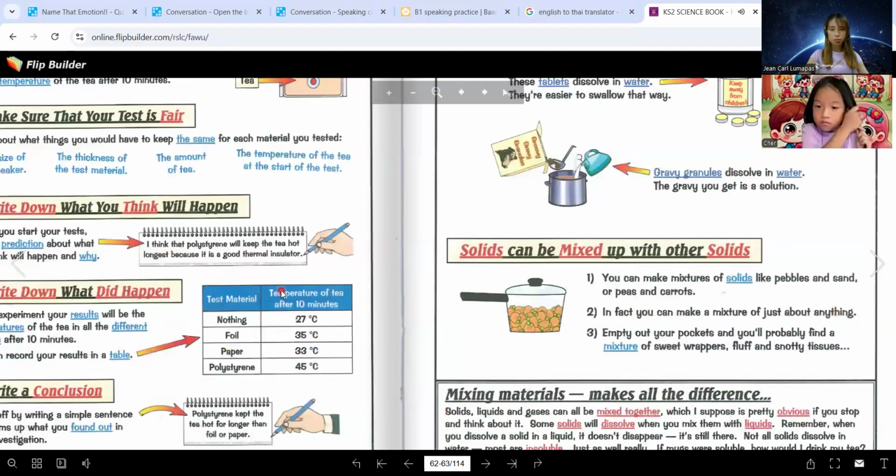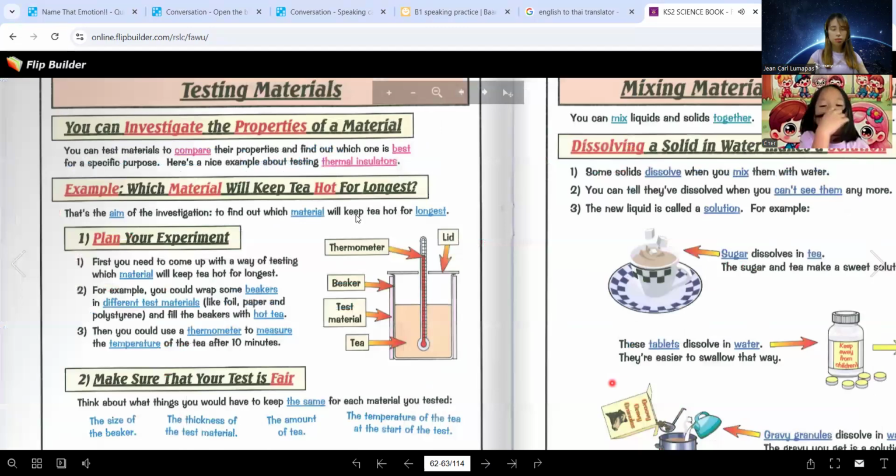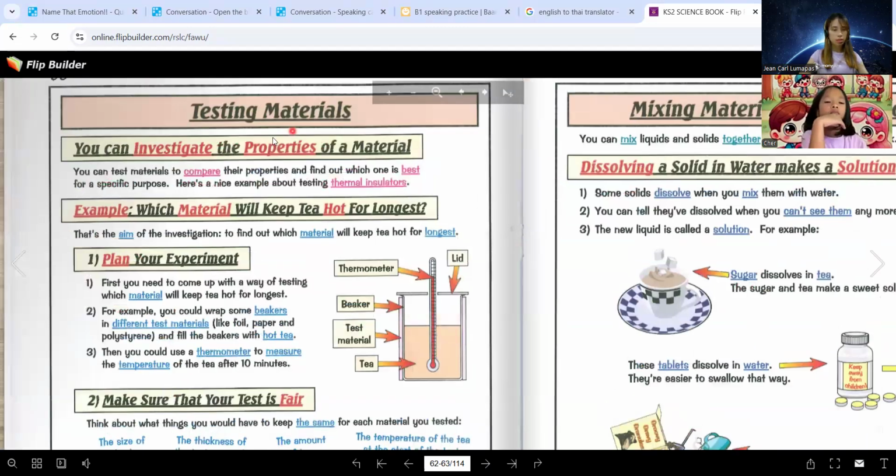Let's go to our new lesson for today, which is all about testing materials. One more time, can you read again our lesson for today, Sherbel? Let's say testing materials. Good. Testing materials. Let's read about this one.